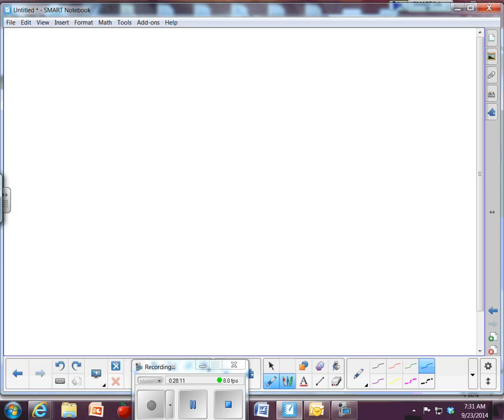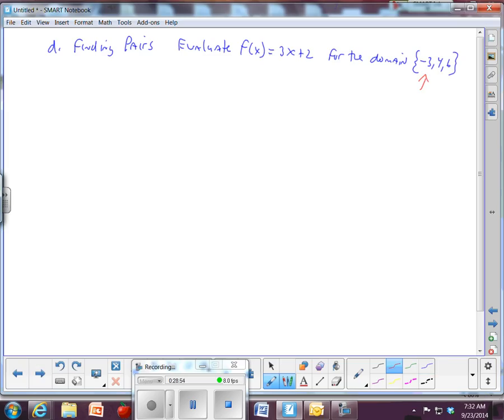All right. D here. D, finding pairs. So what they'll do is something like this. They'll say evaluate f of x equals 3x plus 2 for the domain, and then they'll list it in set notation. So brace negative 3, 4, 6. Hey, all this is 3 problems. First, put a negative 3 in. Second, put a 4 in. Third, put a 6 in. That's all that's here. So it's really 3 problems in one.